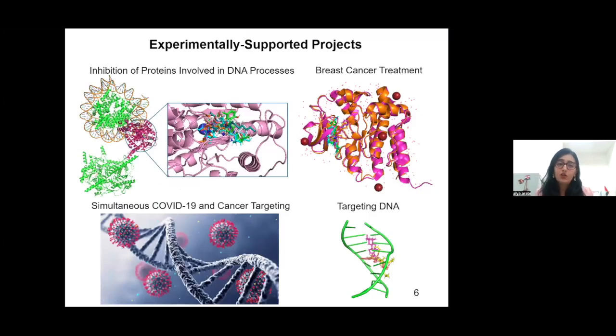Then we have many of our projects that are experimentally supported. So here, one of the projects is related to proteins that are involved in DNA processes, and we are trying to find inhibitors for them. We are about to have a paper soon about this, and I'll be happy to share it as soon as it's out. We have another project about breast cancer treatment, and we already have a very promising drug in this case where we tested it on multiple cell lines, and it was giving beautiful results to show that there is a treatment of breast cancer.